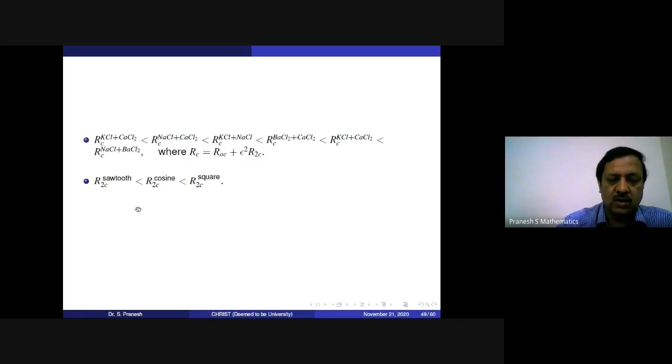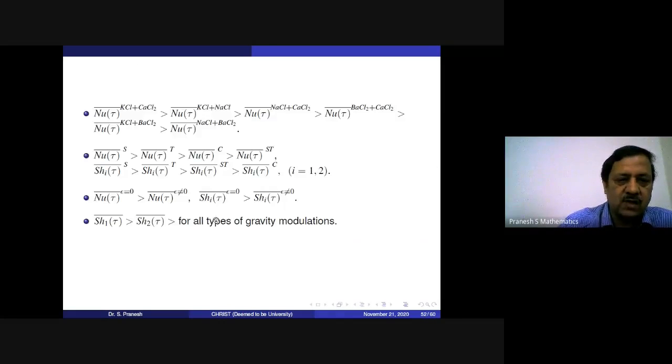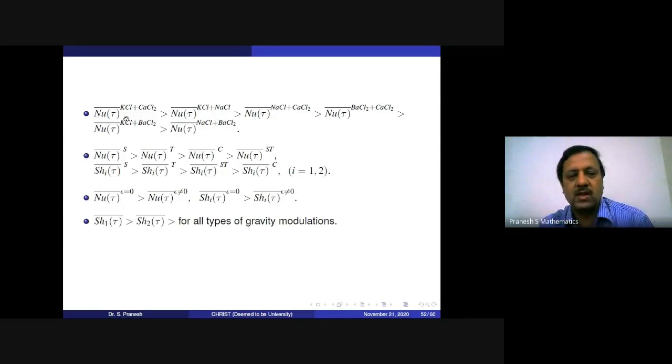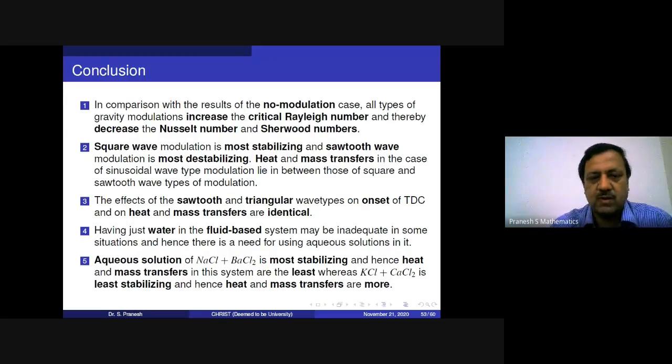And here also we observe that the square is the maximum, and like that. We even calculated the heat and mass transfer for all these aqueous solutions. So we got the results like this: heat transfer is more when you take the combination of the aqueous solution of KCl and CaCl2, and very less in the case of NaCl and BaCl2. Similar results as what we explained in the other one. So these are the results we have here.